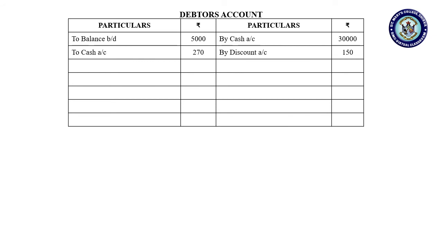bad debts written off. So journal entry, bad debts account debit to debtors. So it is by bad debts account. So by bad debts account 1,200.